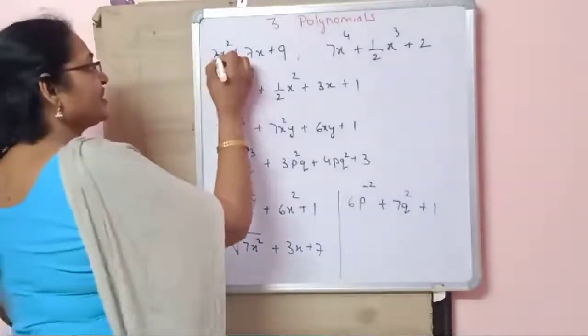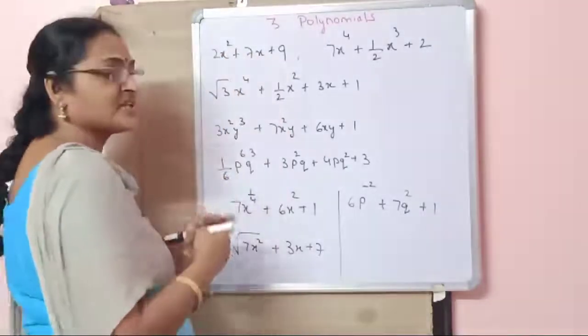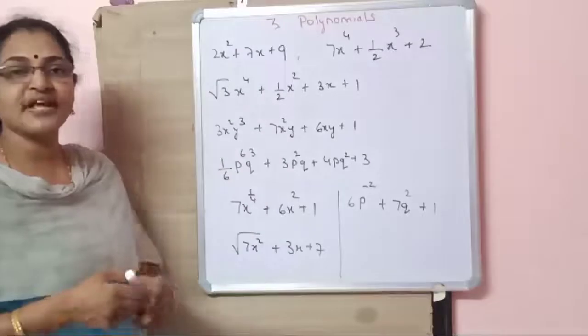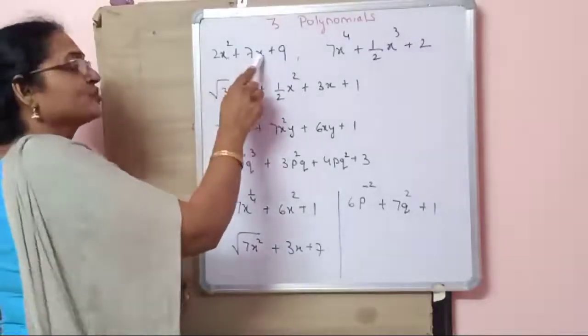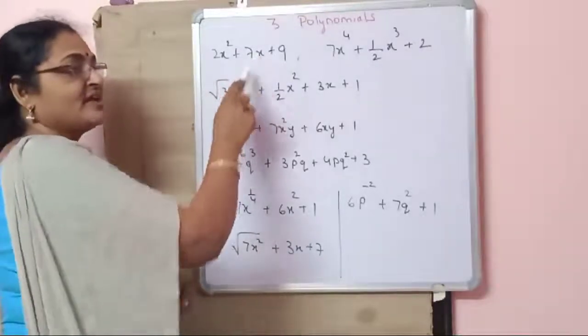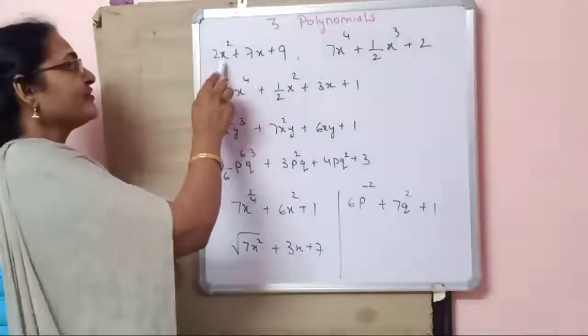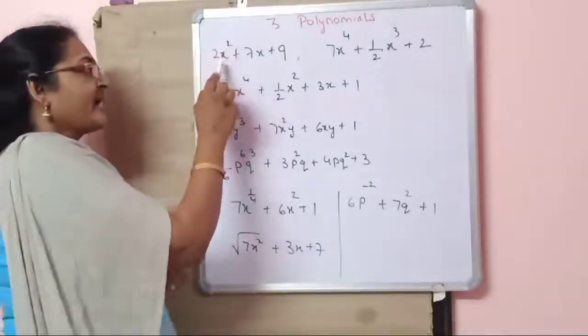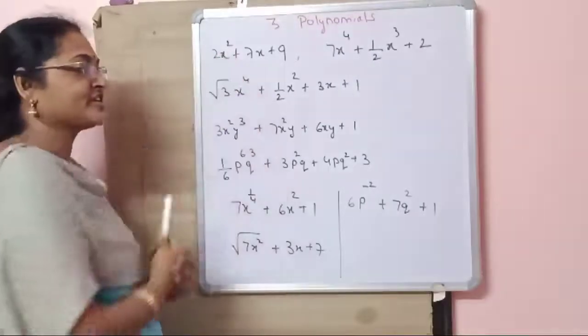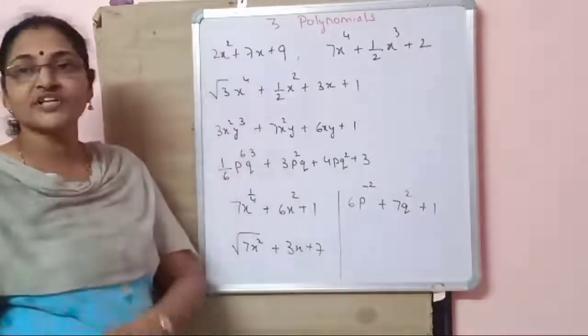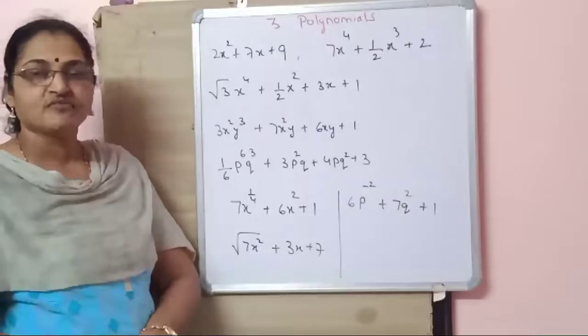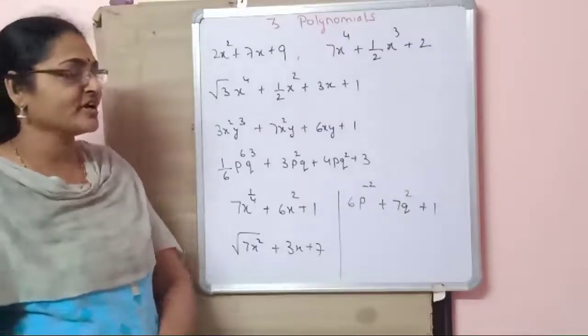The first equation is 2x square plus 7x plus 9. Here which variable has been used? The variable used is x. And what is the degree of the variable? Last year you have studied degree also. The degree of the variable x is 2. As the highest degree of the variable x is 2, this equation is known as a quadratic equation. What equation is it? Quadratic equation.